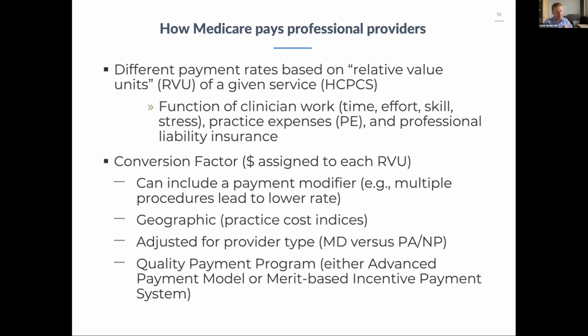And then there's a base conversion factor, and then there are different modifiers. There is a payment modifier, which is applied when multiple procedures are provided, so that the rate is lower at a given time. Similar to the hospital payment system, there are geographic adjustments that reflect that wages are different in different areas of the country, and they're adjusted for the provider type, so a doctor versus a physician assistant or nurse practitioner. And then finally, there are adjustments for the quality payment program.